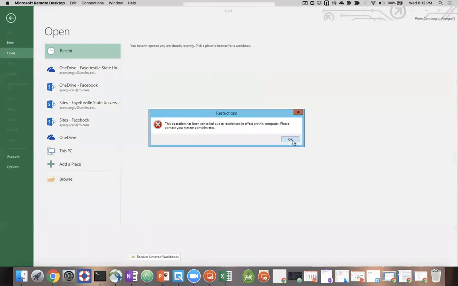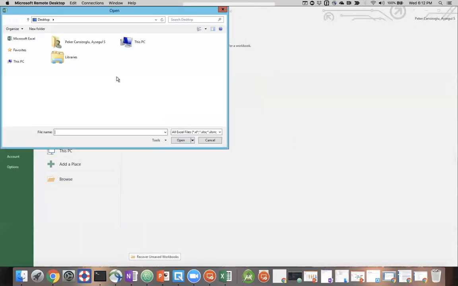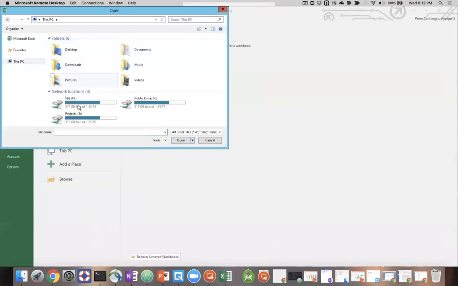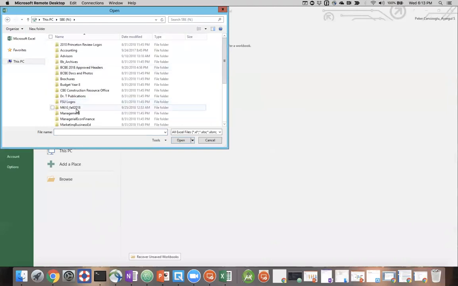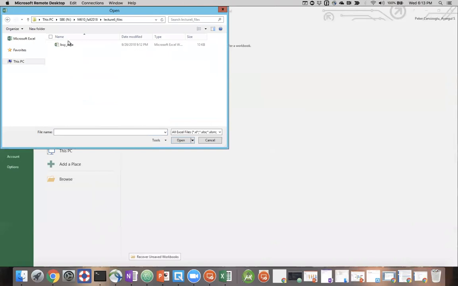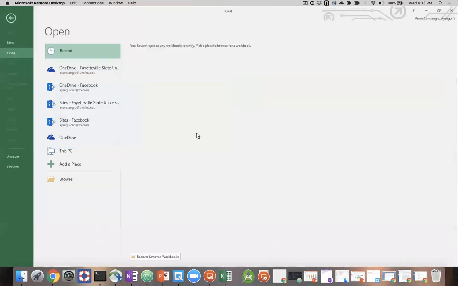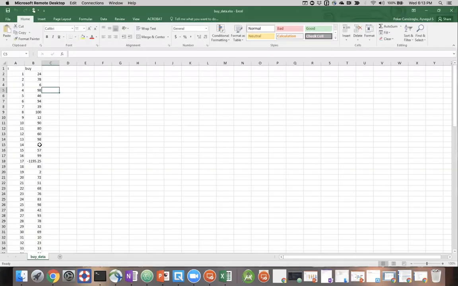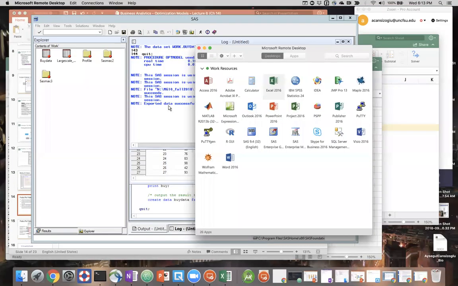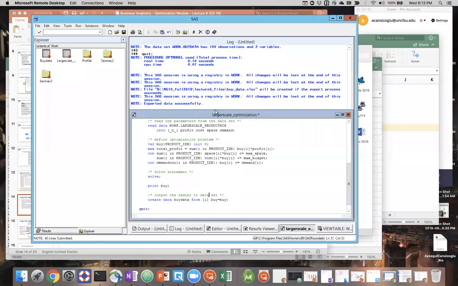Let's browse it. And it's under N, it's under lecture 6. See, it is here. So this is the data we exported. So this is the output of the optimization model. Okay. So basically, go read it yourself.